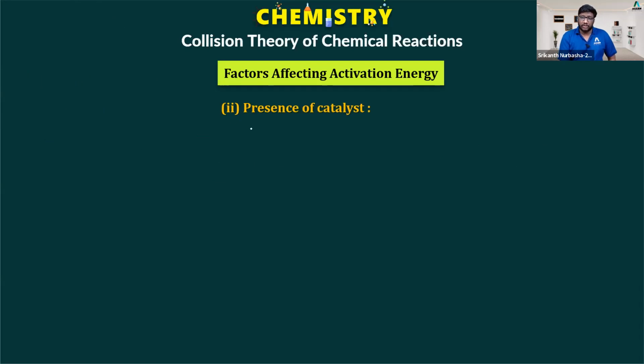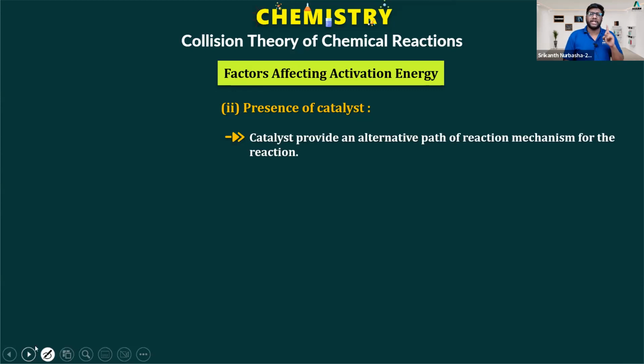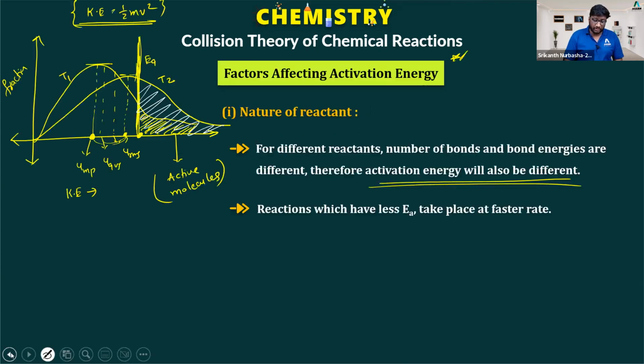Presence of catalyst. What is the role of catalyst? Catalyst will try to increase the rate of reaction by decreasing activation energy. So activation energy is going to be changed if you have a catalyst. Temperature is not changing the activation energy. Temperature is changing the number of active molecules. From the graph also you can observe at temperature T1 and T2 the same activation energy. Just the number of molecules has been increased.